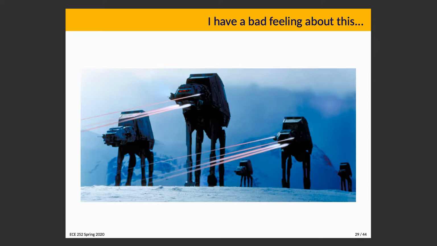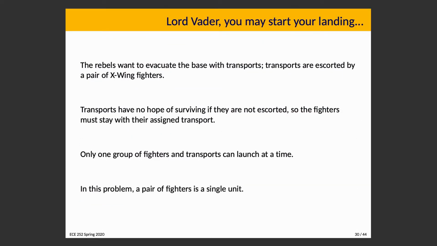Slam dunk. Okay. So, those of you familiar with this film, truly one of the best ever made, will recall that the Rebel Alliance is trying desperately to escape the ice planet Hoth before Darth Vader can put an end to the rebellion once and for all. The Rebels want to evacuate the base with transports. Transports are escorted by a pair of X-Wing fighters. Now, transports have no hope of surviving if they are not escorted. The Star Destroyers will just knock them out of the sky. So fighters have to stay with their assigned transport.